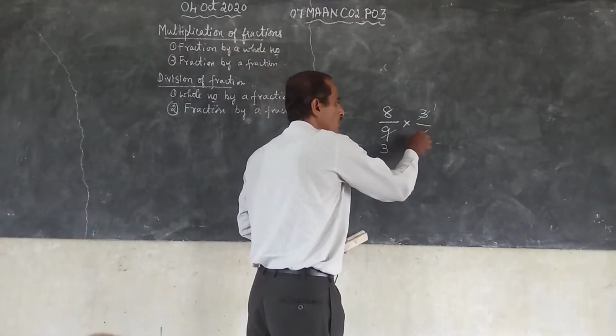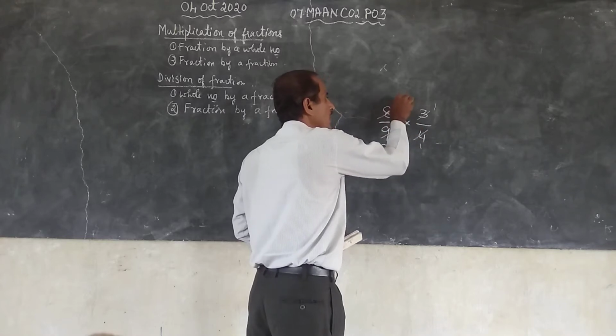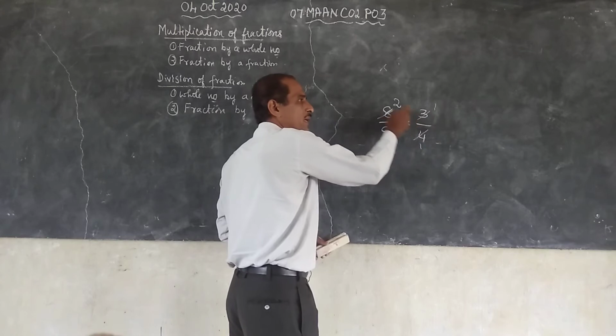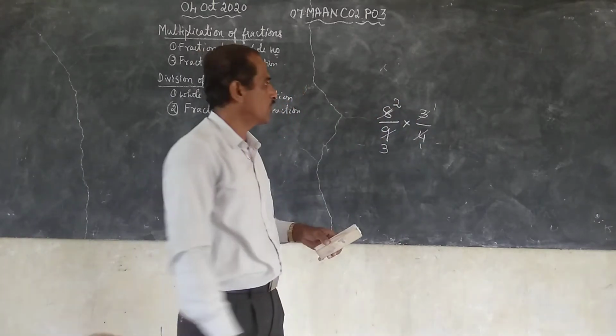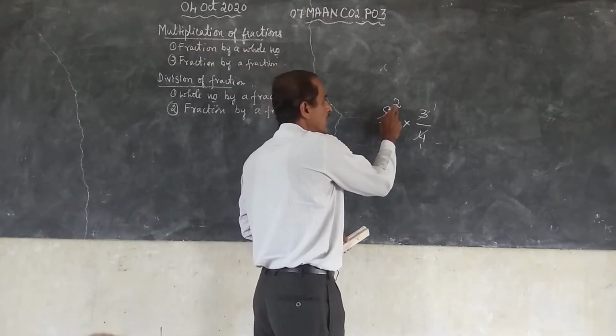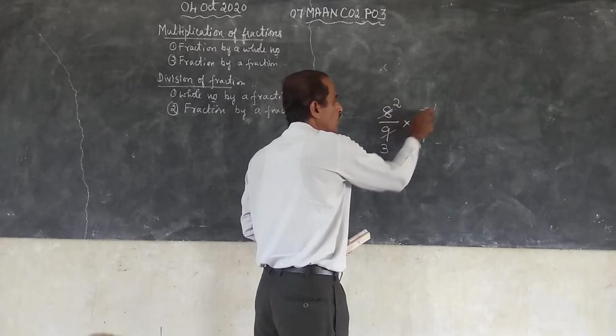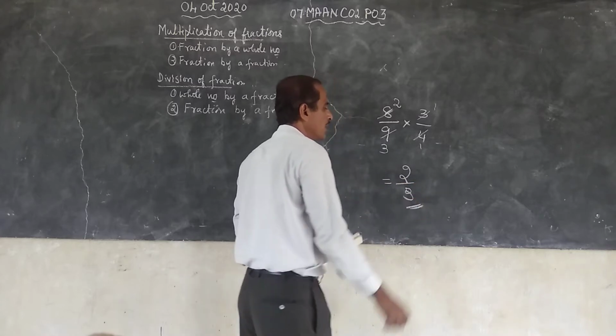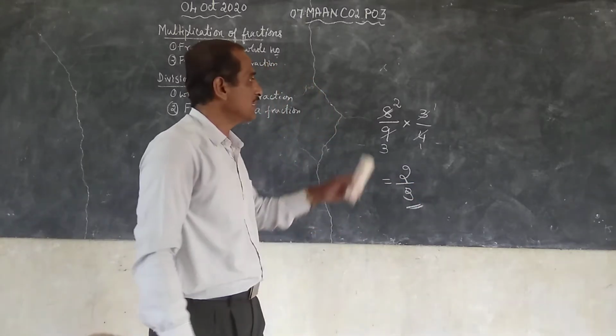In the same way, 4 ones are 4, 4 twos are 8. See, you can reduce like this. Here or here, one from the numerator and another from the denominator you can reduce. That is what is remaining here. Here 2 and here 1. 2 into 1 is equal to 2. 3 into 1 is equal to 3. So the answer is 3 by 2. So like this you can do.